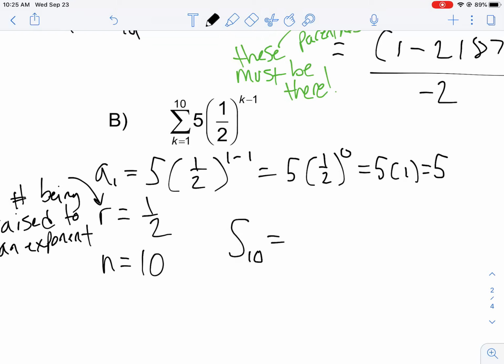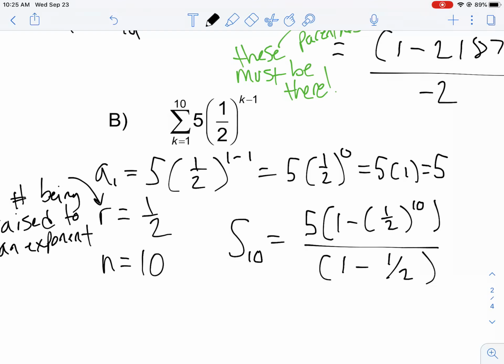So the sum of the first 10 terms is your first term multiplied to 1 minus parentheses, your common ratio raised to the n, right, all over parentheses 1 minus 1 half.